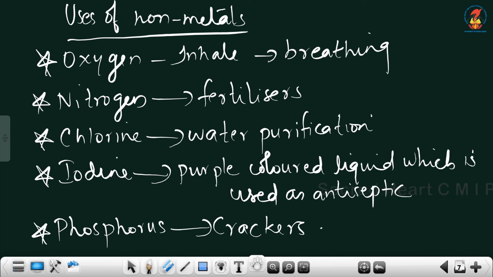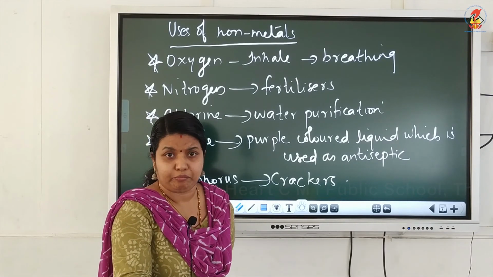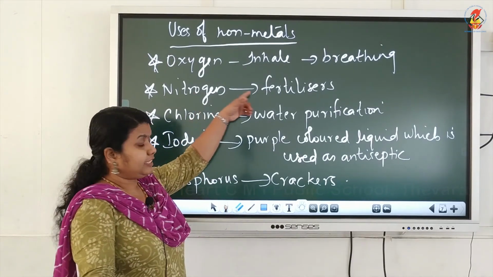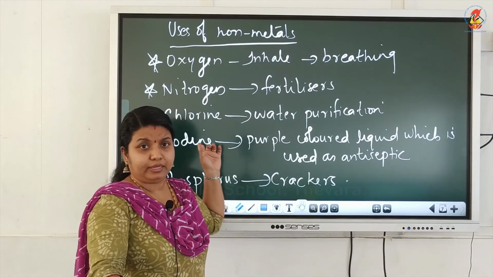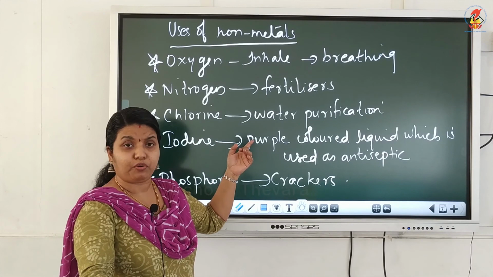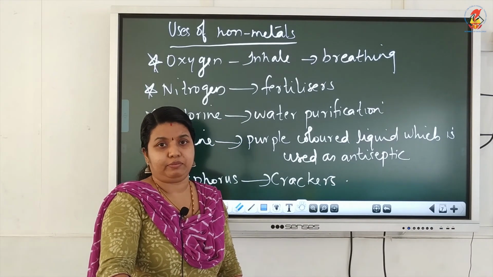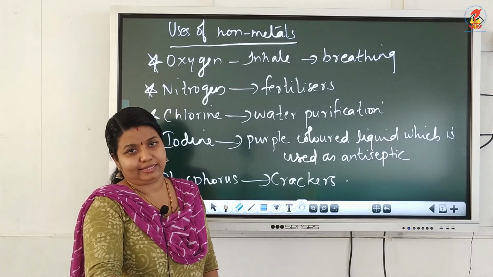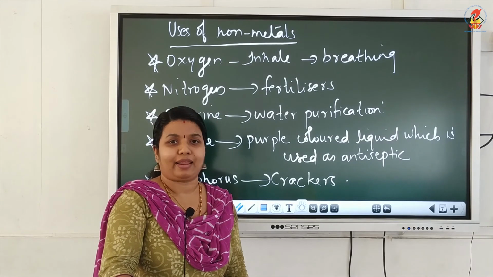Oxygen is a non-metal which is essential for our life. All of us inhale oxygen during breathing. Then nitrogen is used in fertilizers to enhance the growth of plants. Then third one is chlorine, which is used in water purification process. Iodine is used in the purple colored liquid which is applied on wounds as an antiseptic. And the last one is phosphorus, the non-metal used in crackers.